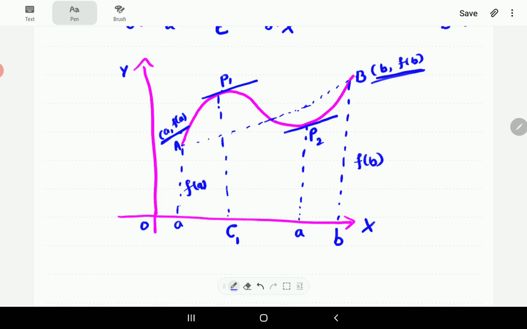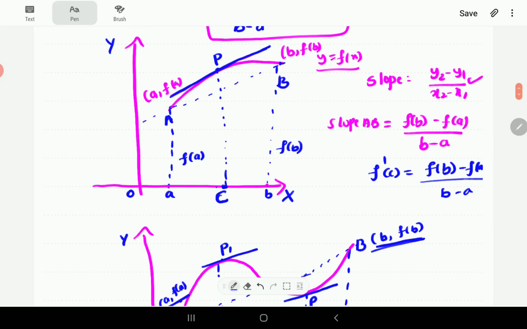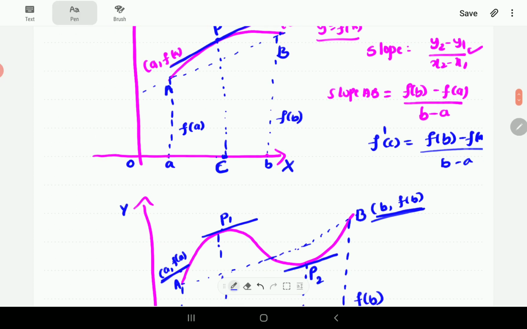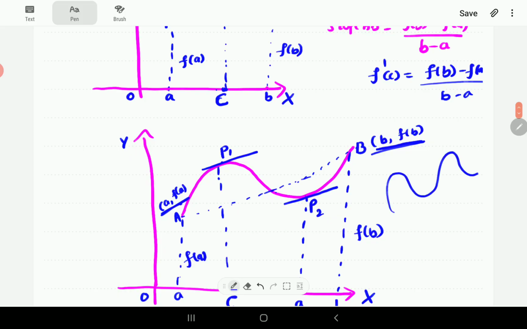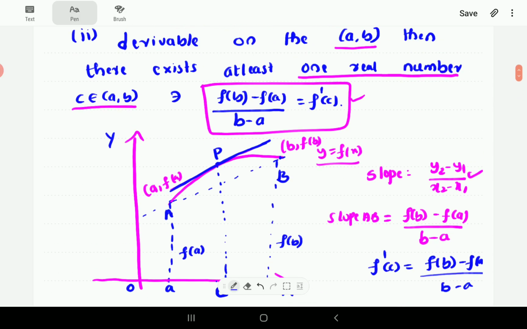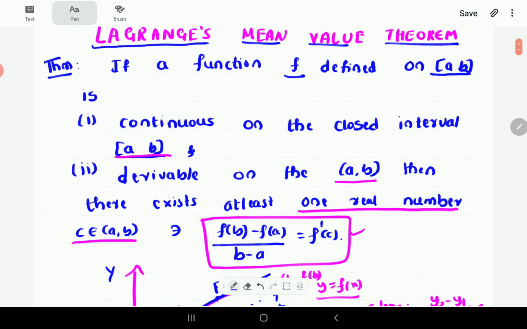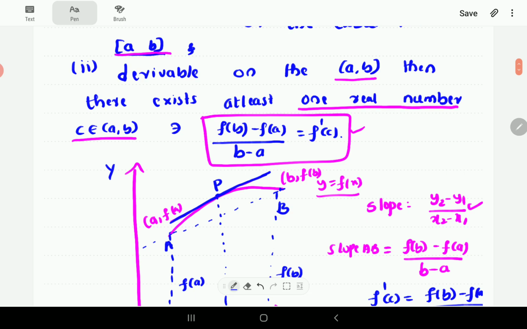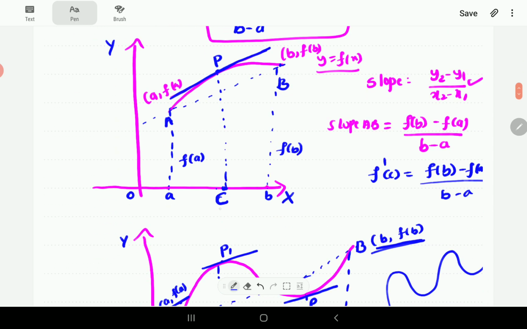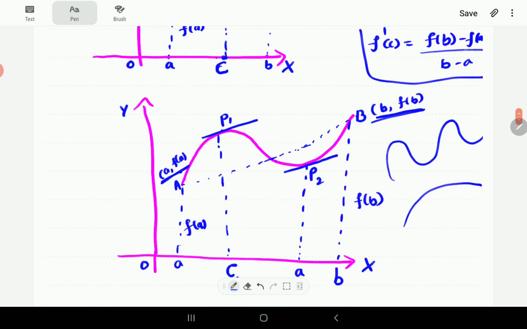So I'm trying to make you understand that whether you have a function, maybe this type of curve or a simple curve, until and unless it is continuous, and we have these two conditions satisfied, continuity in the closed interval and differentiability in the open interval respectively, then we have a point C in the open interval AB such that this condition is satisfied. So that is the basic understanding.